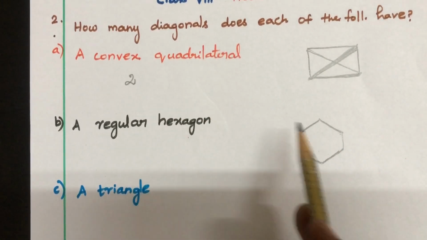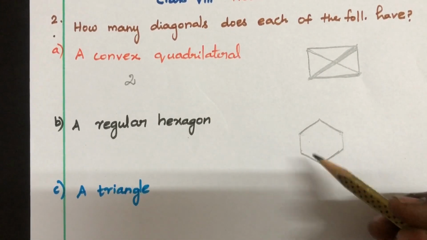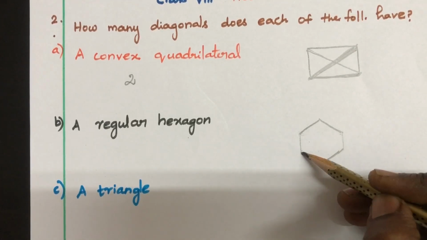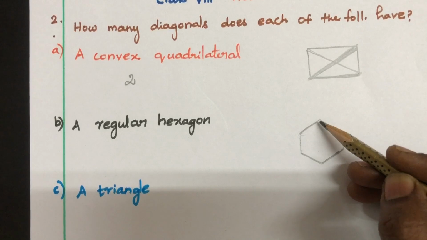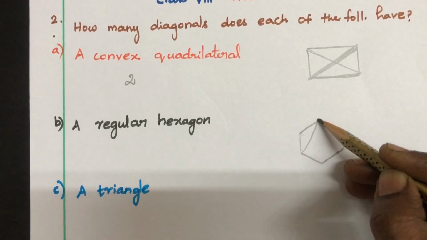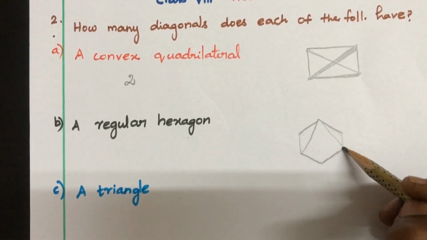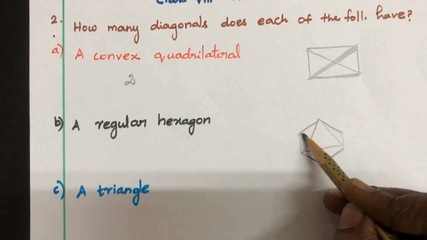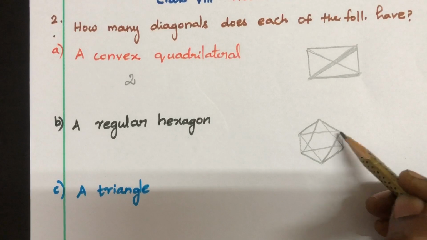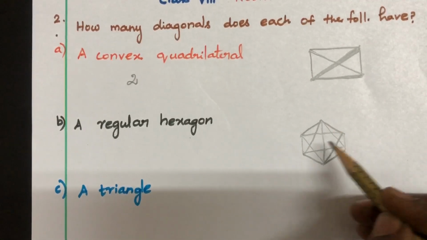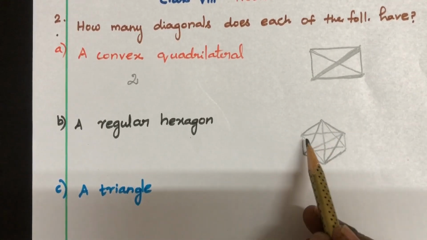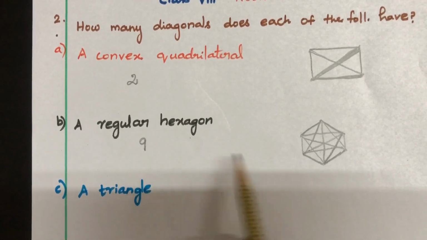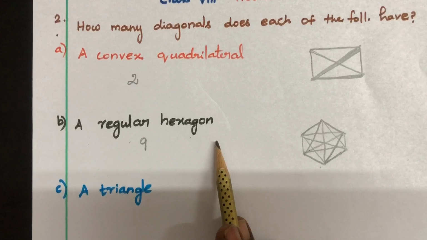A regular hexagon. Hexagon means 6 sides. So how many diagonals are possible for this? Let us connect the two non-consecutive vertices. This is 1 and this is 2, 3, 4, 5, 6, 7, 8 and 9. So 9 diagonals are possible for this regular hexagon.